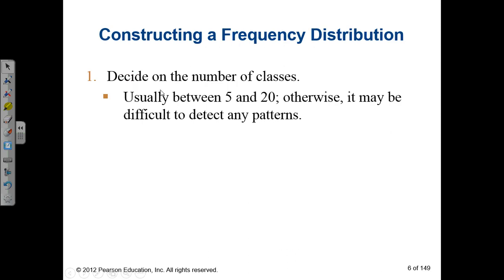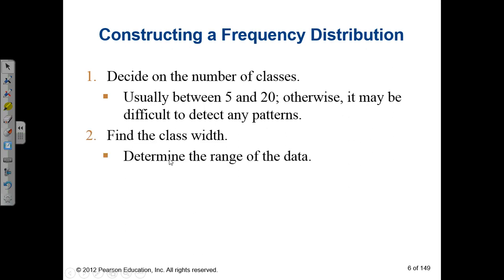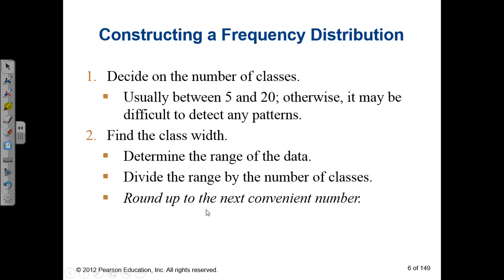Now, in constructing a frequency distribution, you need to decide on the number of classes. Usually numbers between 5 and 20. Less than 5, you have not grouped enough. More than 20, you've got too many groups and it's hard to tell a pattern. First thing you would do is find the class width. You do that by first determining the range of the data. The range of the data is the maximum value minus the minimum value. Then divide that range by the number of classes you've chosen to have, and then round up to the next convenient number. So if you end up with 5.2, you would then have 6 classes.